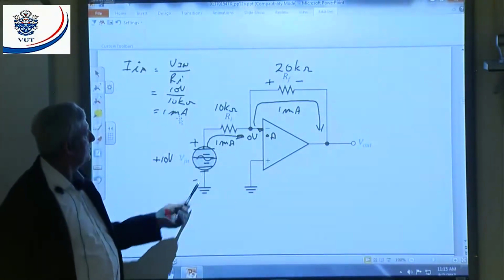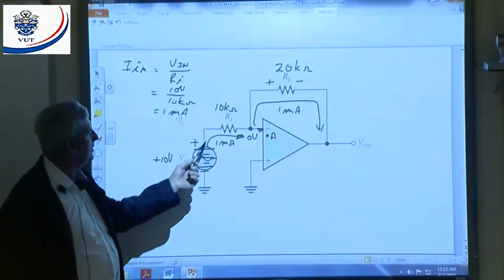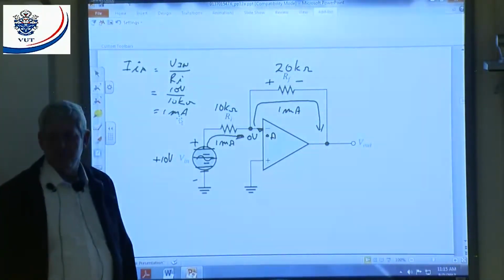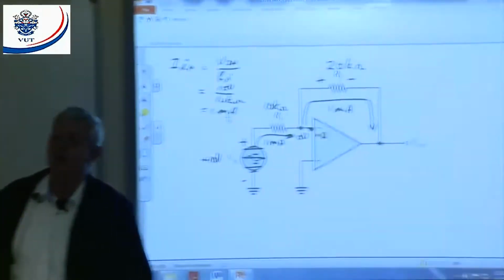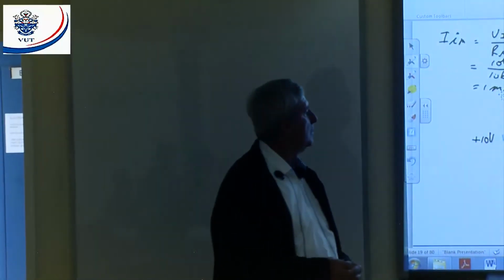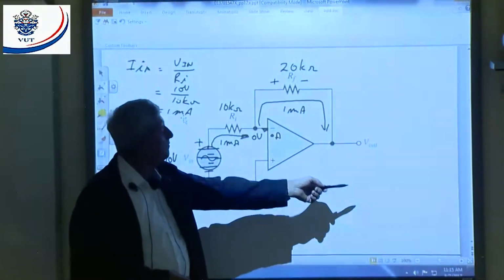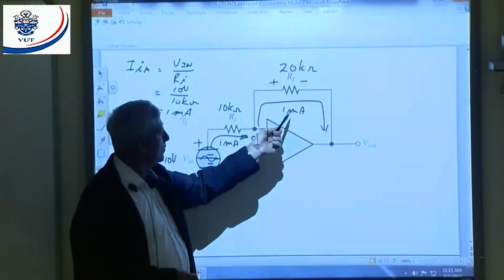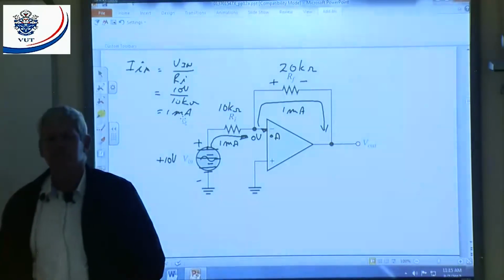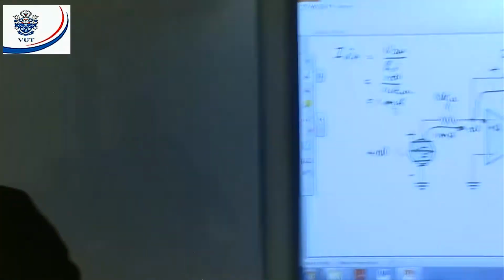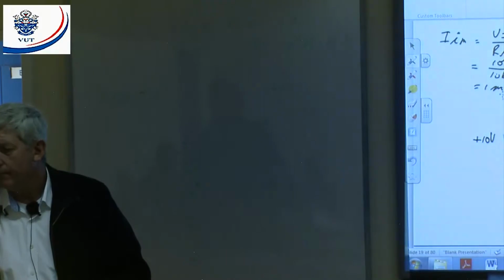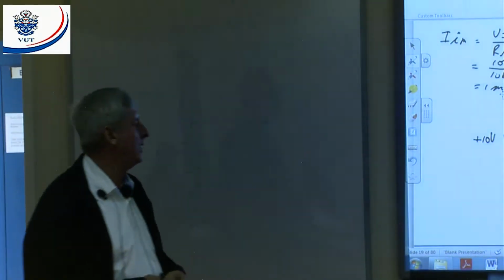First of all, plus 10 volts, input current 1 milliamp. You agree? What should the feedback current be? Should be 1 milliamp. Now, what should my output voltage be to create 1 milliamp to flow there? Positive or negative? Negative. It should be minus 20 volts.